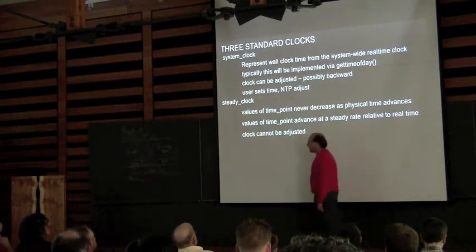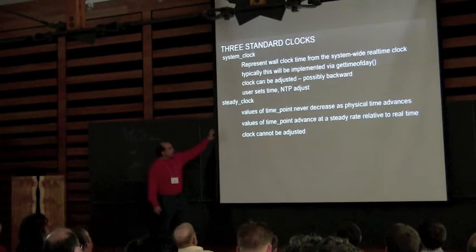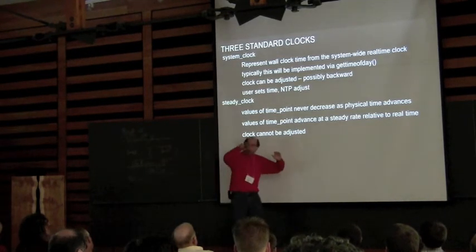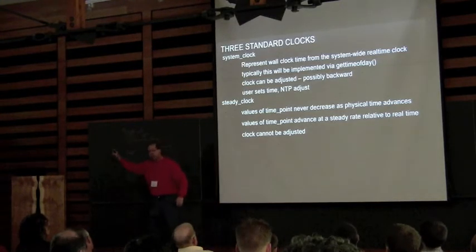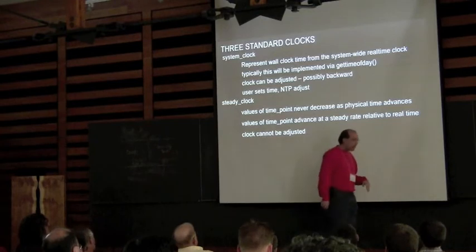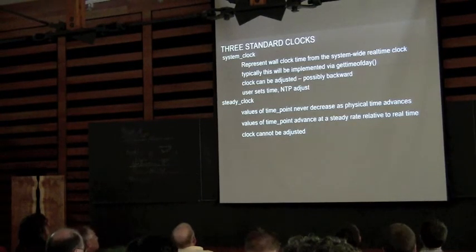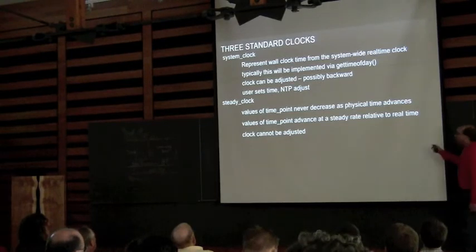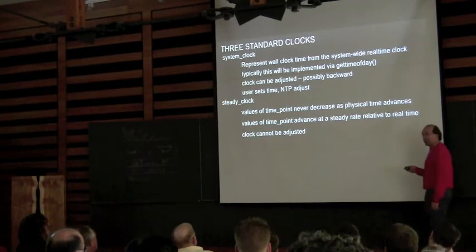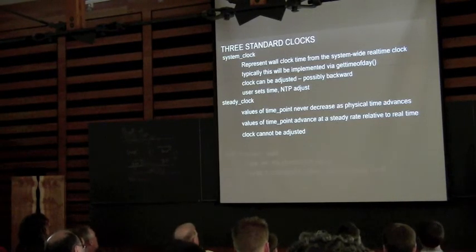There's another one called the steady clock. Okay, and this is meant to be monotonic. The clock cannot really be adjusted, and your values of time point will always go forward, right? You can never go backwards, no matter whether the user sets the clock that he looks at on his little screen or whatever. That's the idea of the steady clock. It'll be interesting to see how everybody implements that and whether they implement it well. You may find that there are some bad implementations of this.